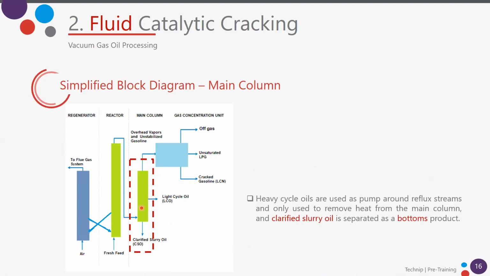There are some side streams also here that we will see, that we will use only as a pump around for the column to remove heat. And the bottom, that we call the clarified slurry oil, we will send also for the fuel oil blending. Okay, so in the top we'll have our high value products, that we will then separate in the following section, but also in the column we will get this light cycle oil and the clarified slurry oil that we will send to the fuel oil.